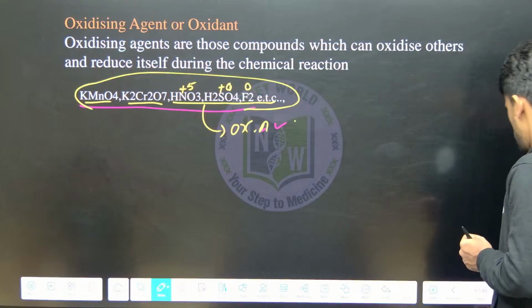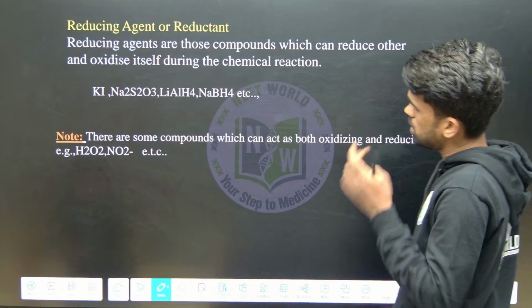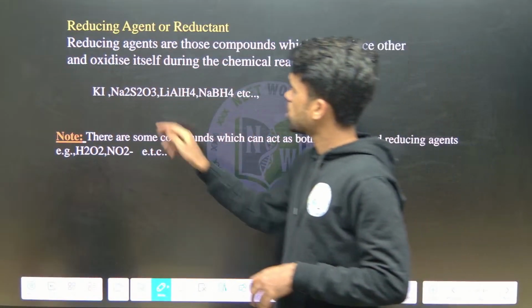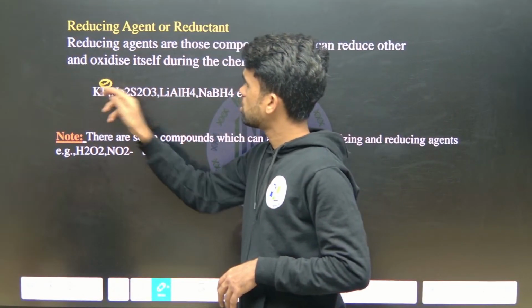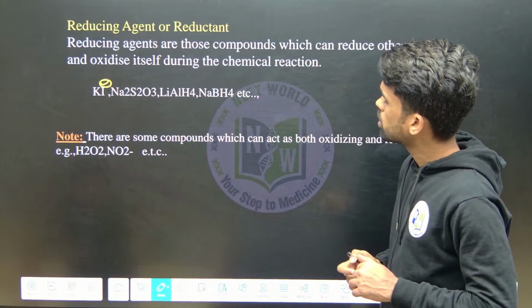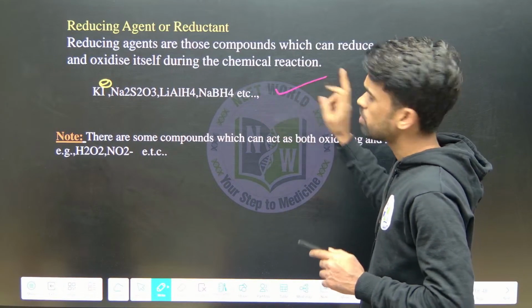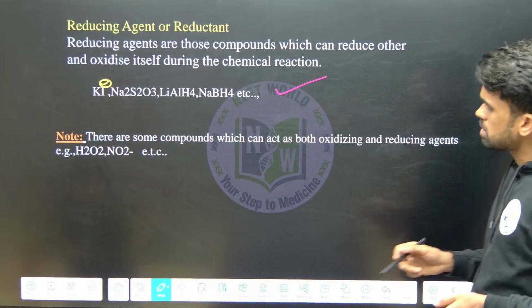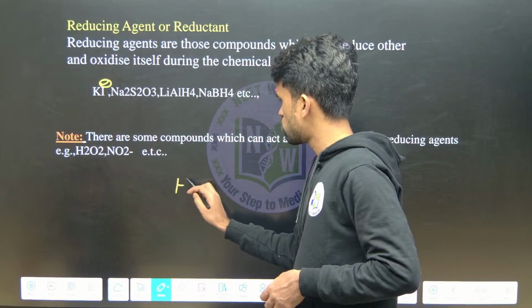Okay, right. Now if you see this thing here, potassium iodide, this is in a minimum oxidation state. So this can be an example of a reducing agent. Now if you see this species, like H2O2, I am writing.